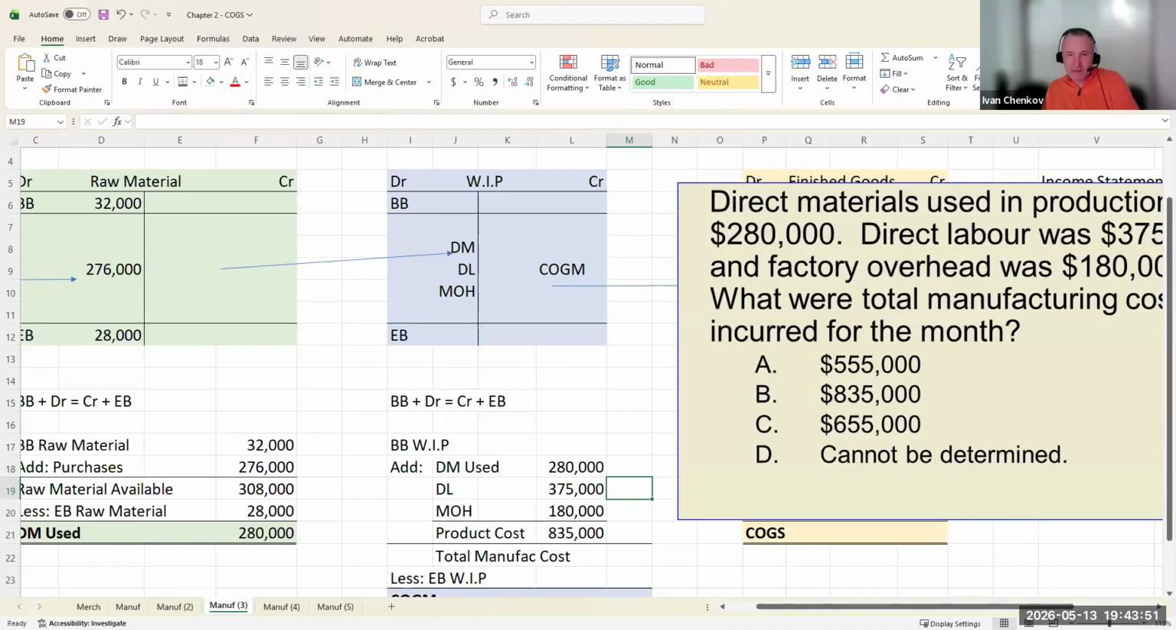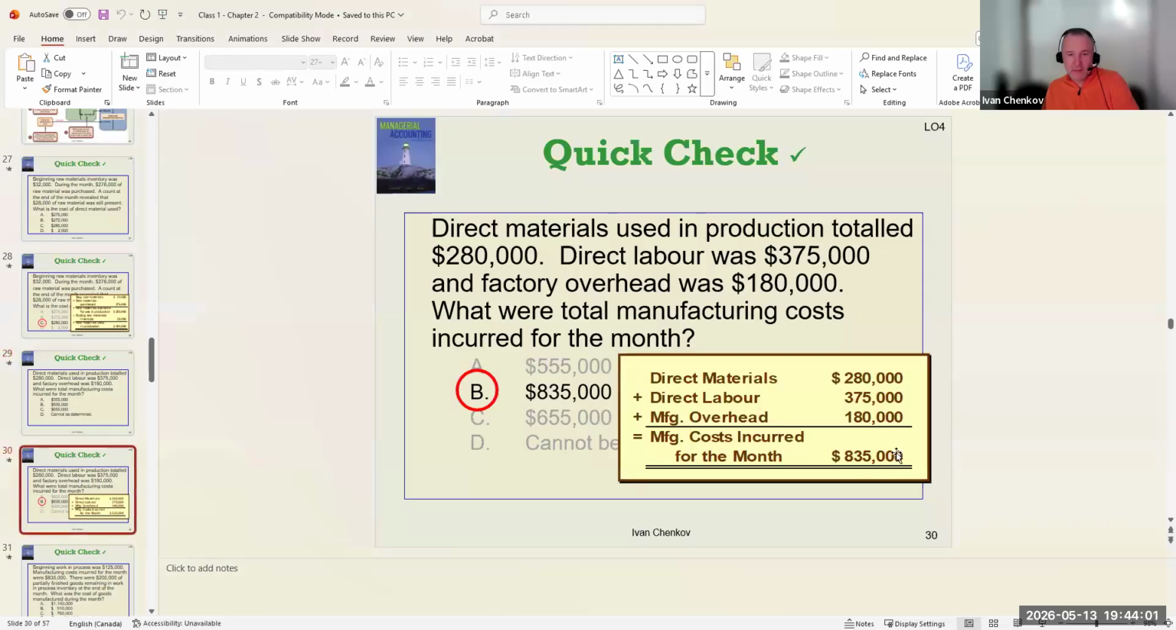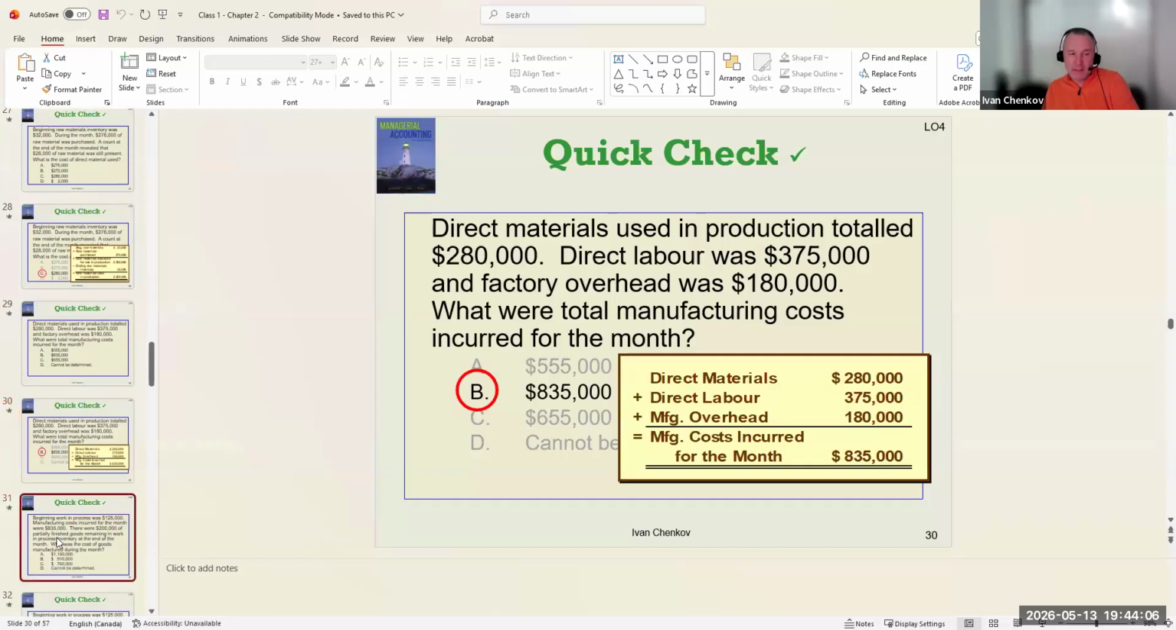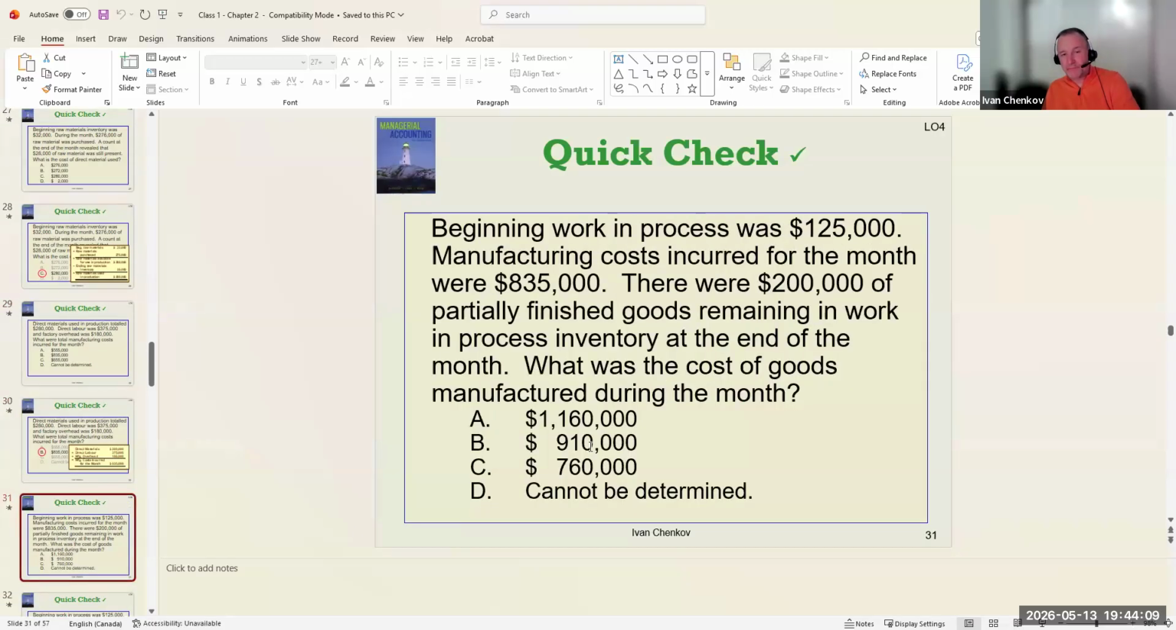So from the slides, go back to slides. From the slides, if we scroll down, the calculation simply will be all those three costs together, 835. Now let's see the next question. The next question is working process. Let's add now the working process. In the working process, we have beginning balance of 125. Manufacturing costs, we already have it. And the finished goods remaining working process inventory at the end is 200. The question is, how much is the cost of goods manufactured during the month?